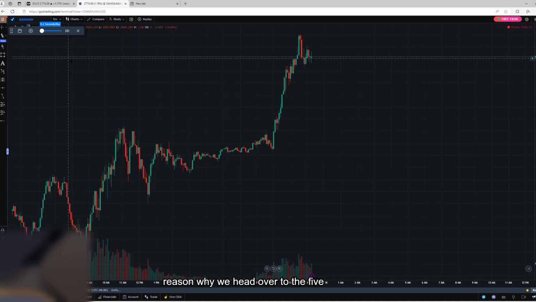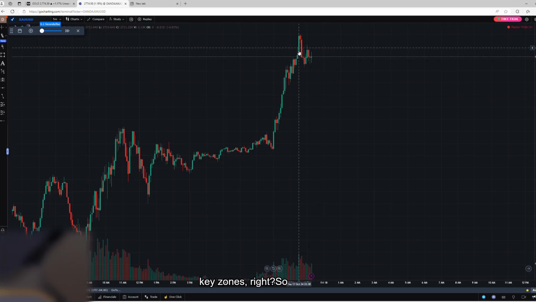The reason why we head over to the 5-minute chart is because the 5-minute chart is the real market time. That's why I usually take my entries and setups. I find setups and take my entries on the 5 minutes. Okay. Now, when you head over to the 5-minute chart, you want to mark up your key zones, right?